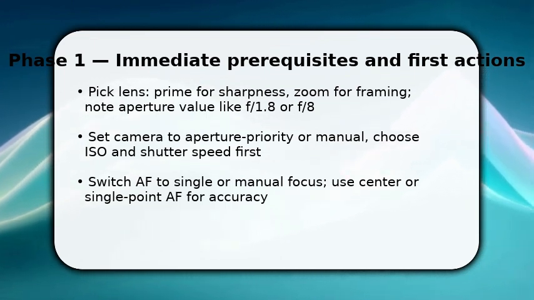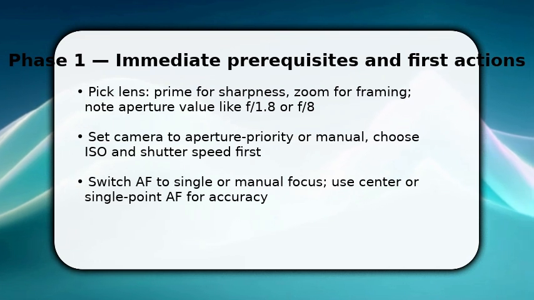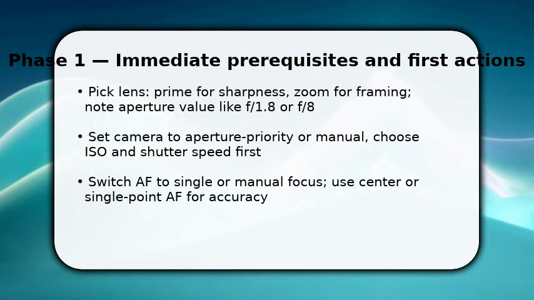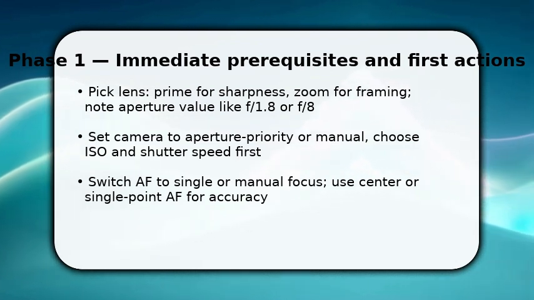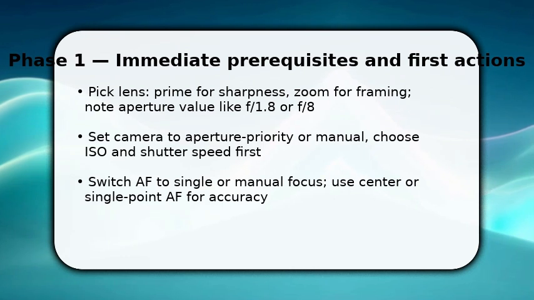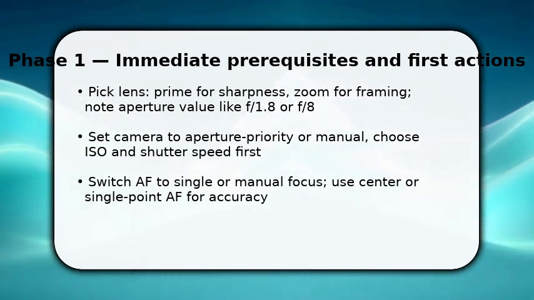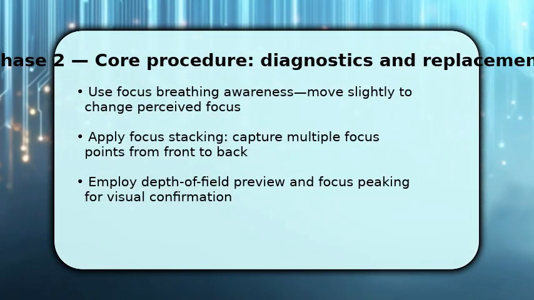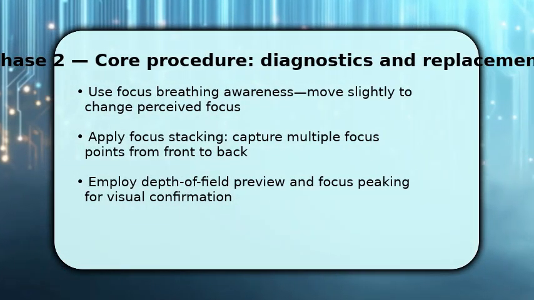Once set, select single point AF or flip to manual focus if you need precise control. Use live view or focus peaking to magnify the area you want sharp. Make an initial frame and lock composition, then gently adjust focus ring or AF point until the subject's most important detail. Now you execute the change by deciding whether to recompose or change focus distance.